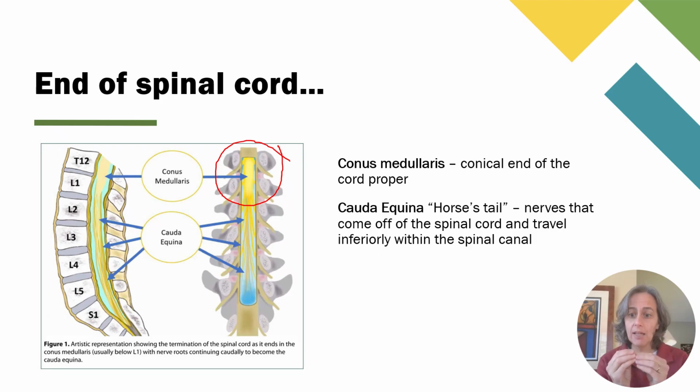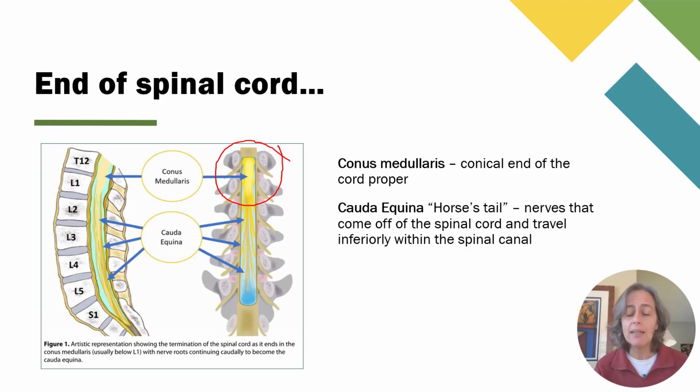That's the end of the spinal cord proper, but then there's a whole bunch of nerves that continue down through that bony canal to get to levels lower down, and those are referred to as the cauda equina, which is Latin for horse's tail, because it really looks like a horse's tail with all these things hanging down. So there's a whole bunch of nerves coming down there.